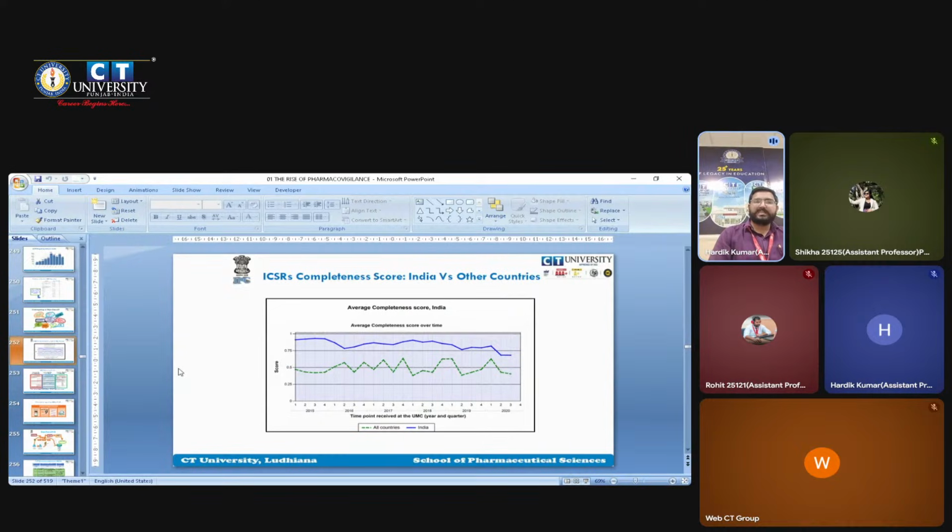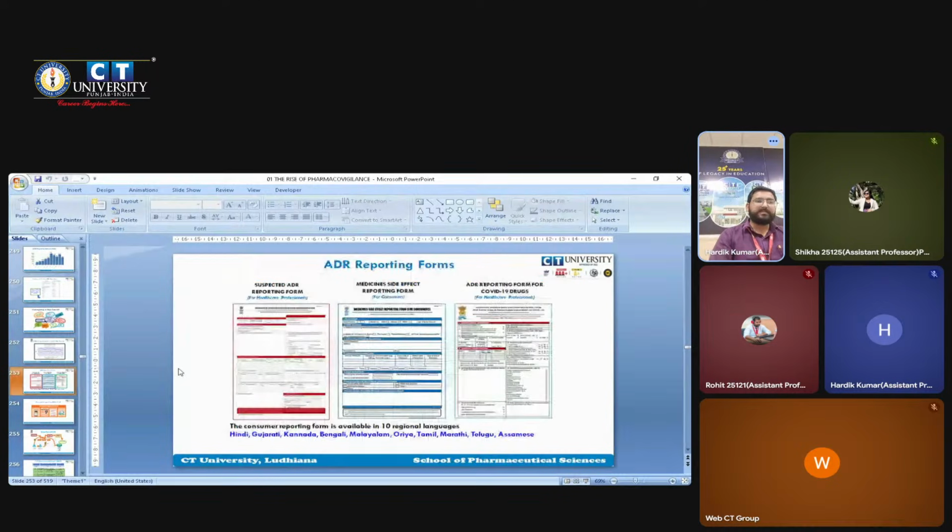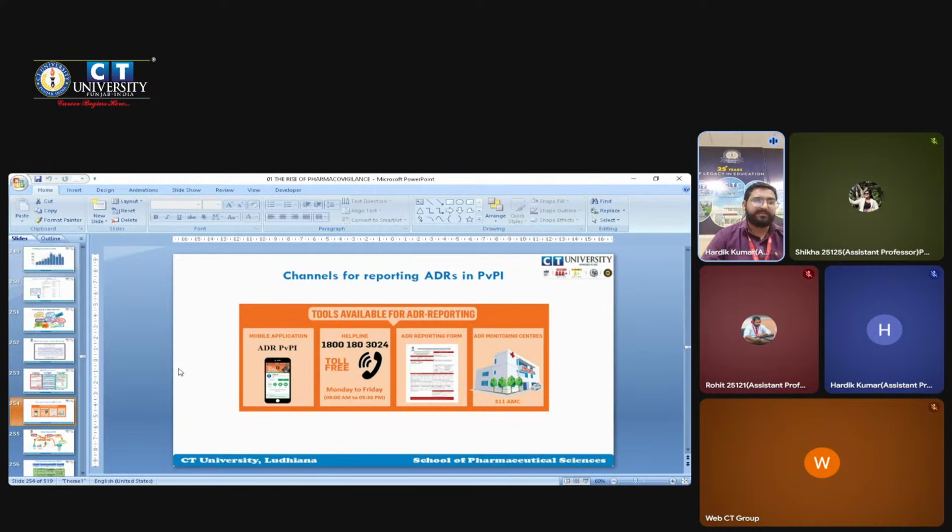If we talk about the CSR report or the score till 2020, this is previous data we have taken from the IPC Ghaziabad. They have provided some graphs so that we can check the competency scores over time. These are the types of reporting forms: the suspected ADR reporting form, the medicine side effect reporting form, and the ADR reporting form for COVID-19 drugs. They are available in 10 regional languages in India: Hindi, Gujarati, Kannada, Bengali, Malayalam, Oriya, Tamil, Marathi, Telugu, Assamese, and in English.